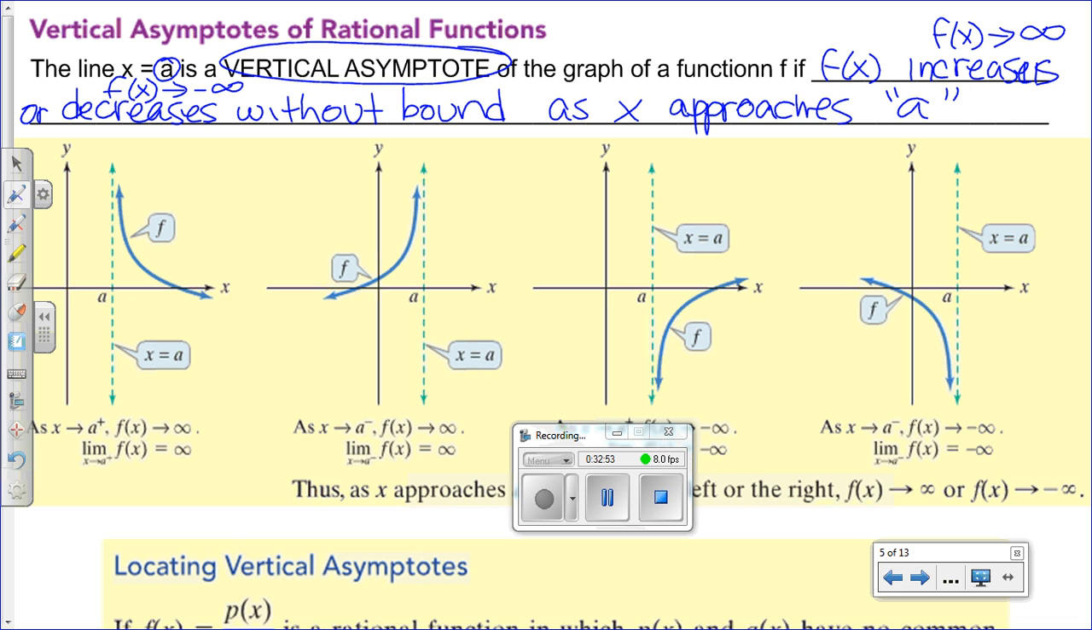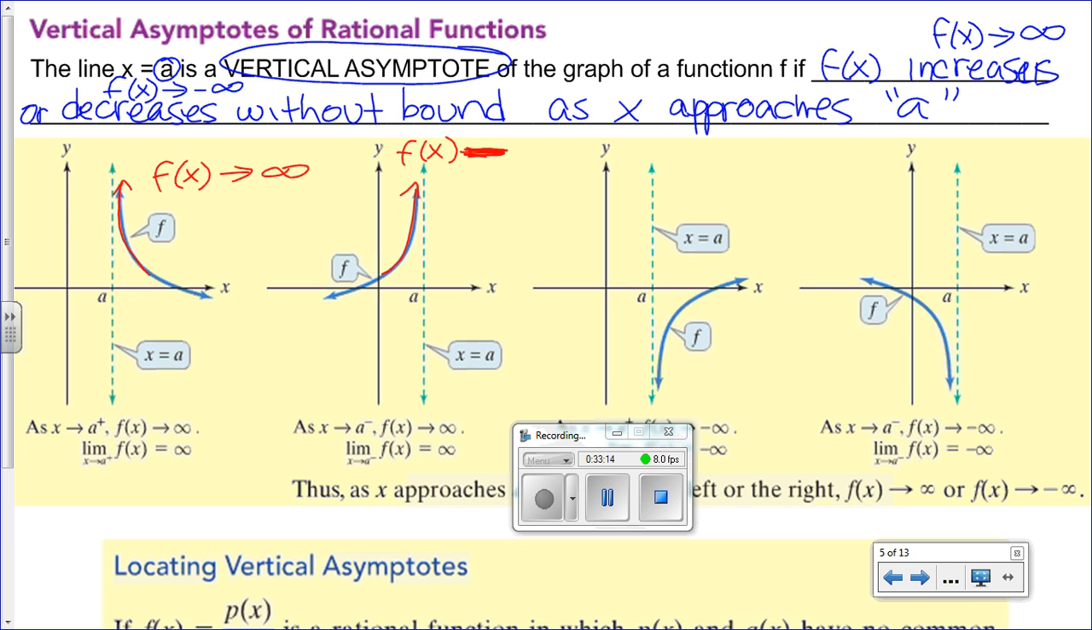And so we have the example here with graphs. In this case, we have the function approaching positive infinity. Here we have the function also approaching positive infinity. Here we have the function approaching negative infinity. And here we have the function approaching negative infinity as well.